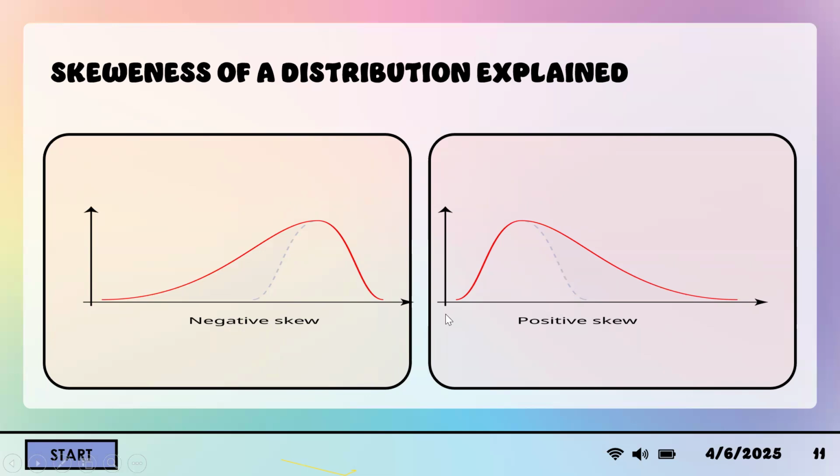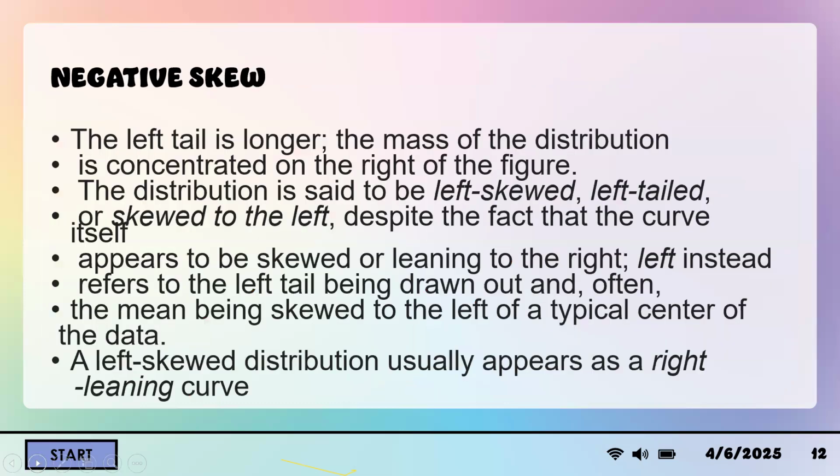Starting from the zero side on either side of the distribution, we'll have a peak there. If most of the values are concentrated towards the left side, it would be a negative skew, whereas if it is tapered towards the right side, it would be a positive skew. It would be a fat tail there. So negative skew, the left tail is longer. The mass of the distribution is concentrated on the right of the figure.